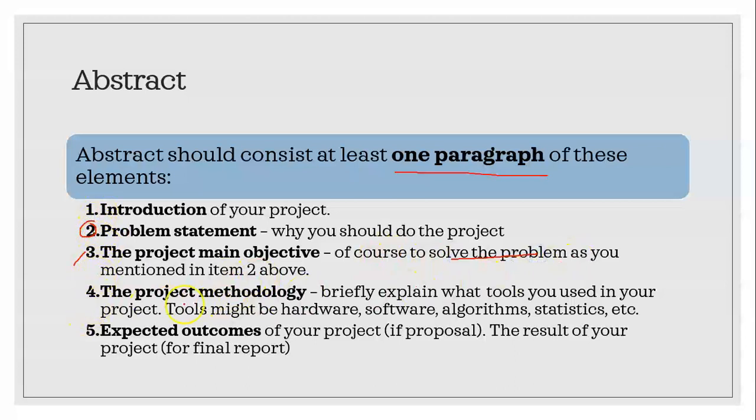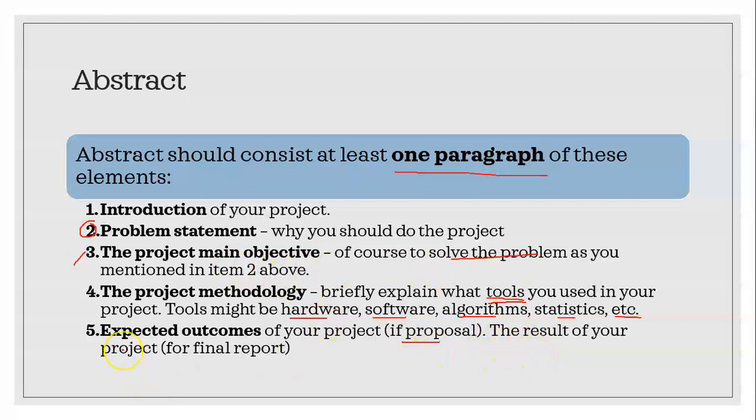Number 4 is the project methodology. Briefly explain what tools you use in your project. Tools here don't mean something like a hammer. The tool might be hardware, software, an algorithm, statistics, or anything that can solve your problem. The 5th part is the expected outcome for the proposal. In your final report of FYP2, you should come up with your result. What is the outcome of your result? Is the project able to solve this problem? So you just come up with the conclusion.